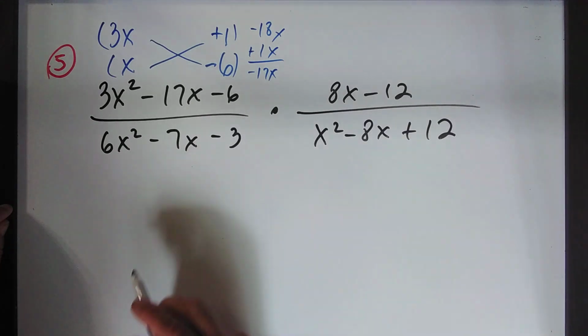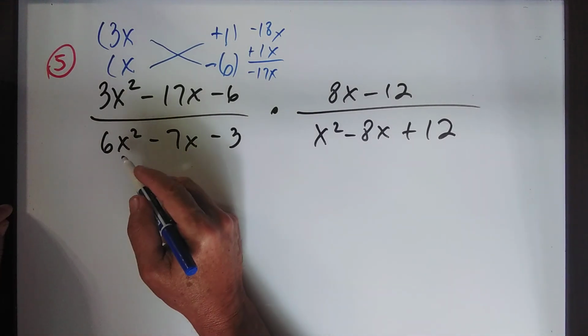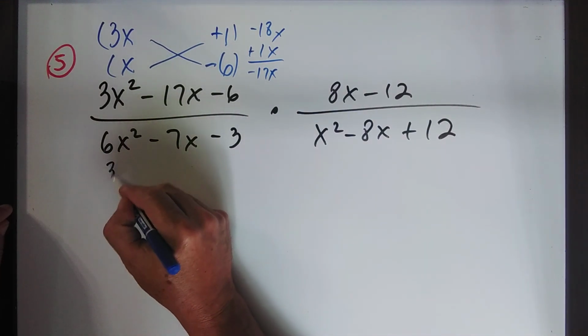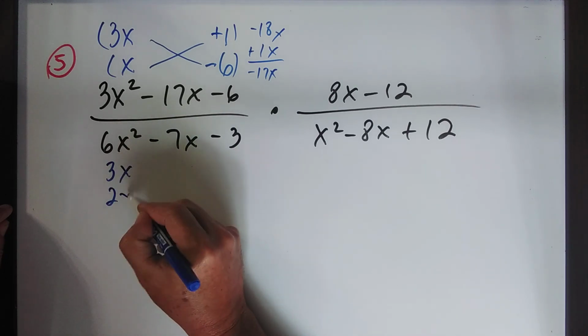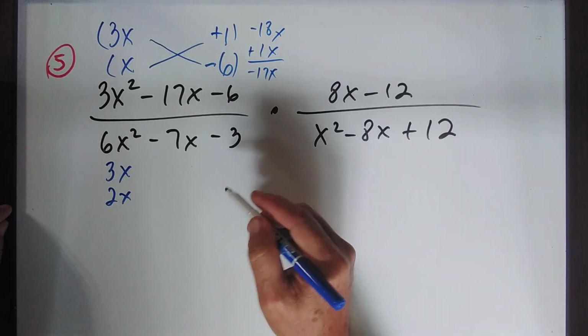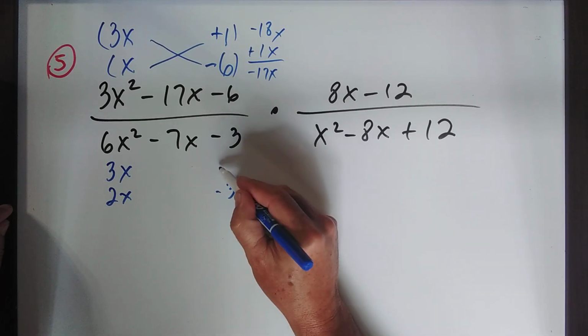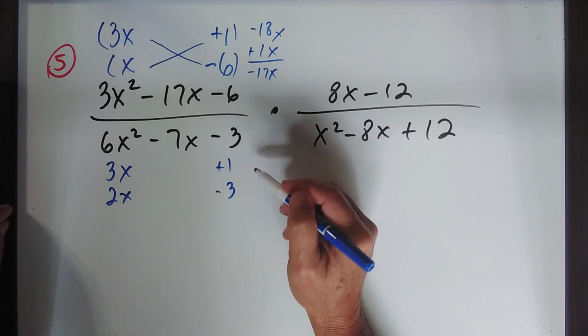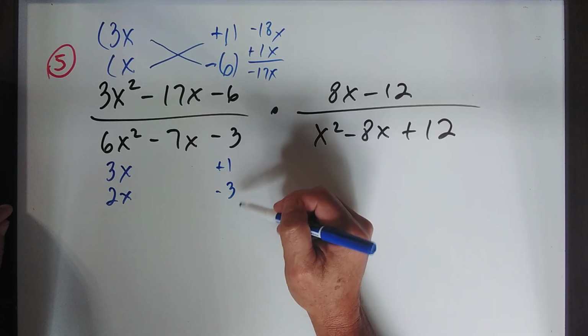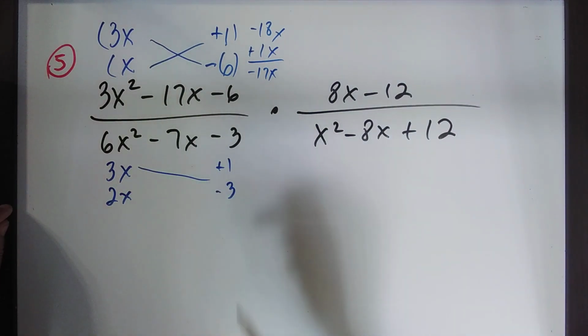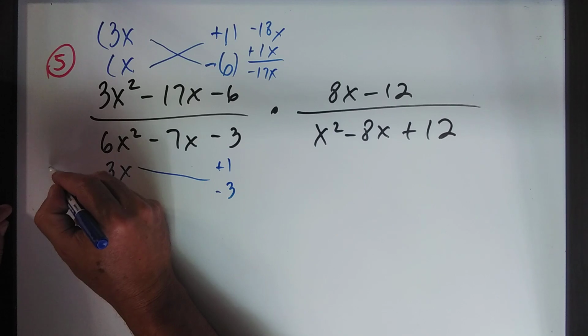What about this one here? To get 6x squared, let's try 3x times 2x. And then for 3, I'm going to try negative 3 and positive 1. Negative 3 times 1 is negative 3. So I'm going to cross multiply. That gives you negative 9x. Let's put over here negative 9x.